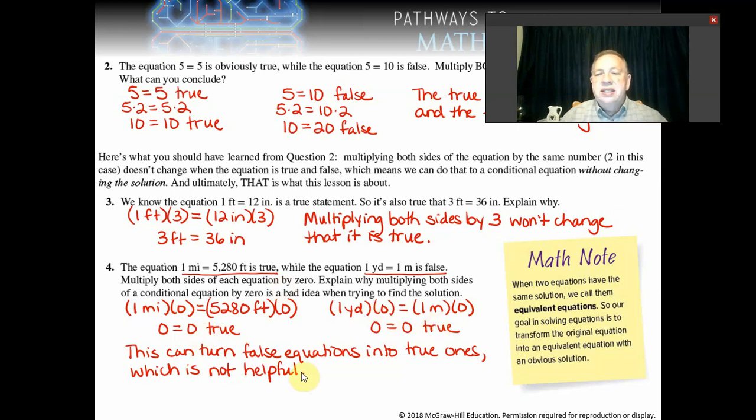So one of the things that I can't do is multiply both sides by 0 and expect to come up with any meaningful next step. If it was true to start with, it's still true, but if it's false, it becomes true. So multiplying both sides by 0 is not going to help us any.